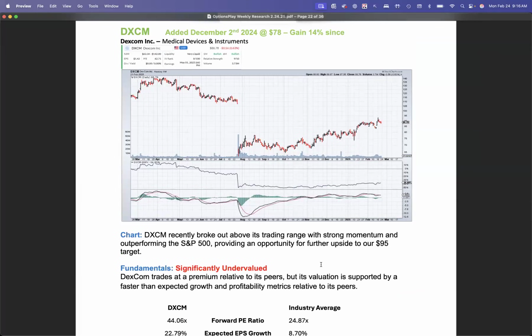Dexcom, similar to a lot of the chart setups that I've shown you here so far, Dexcom kind of trading in this bottoming range between 70 and 80, recently breaking out here to the upside. We're looking for that continuation here to fill the gap from this $95 level here to the upside. This has been a slow grind higher, but as you can see, the stock's up 14% since we've added it back in early December.